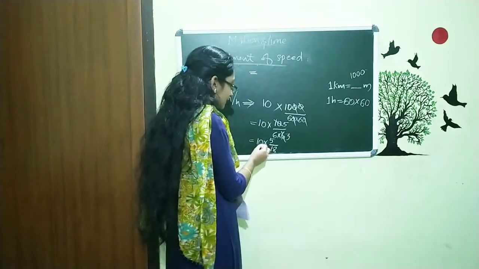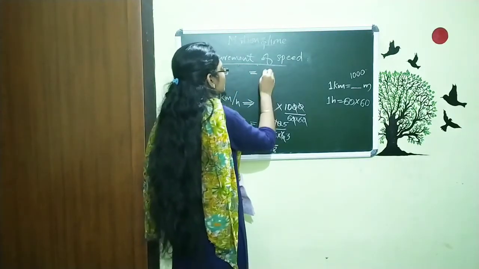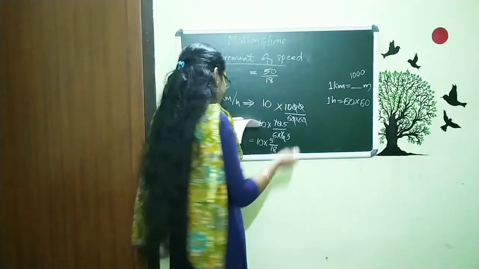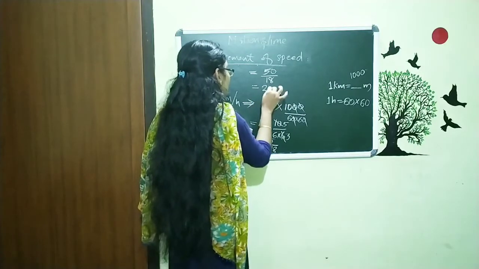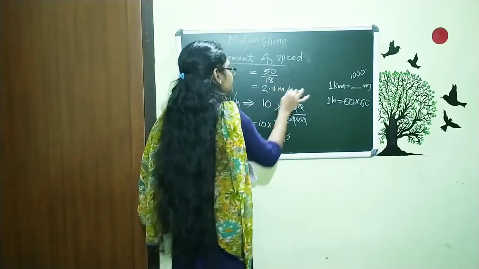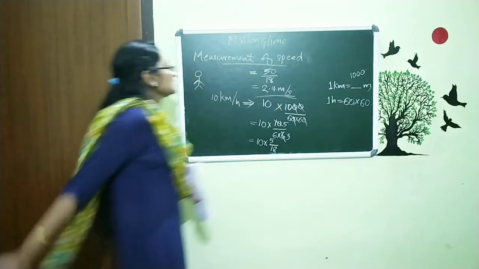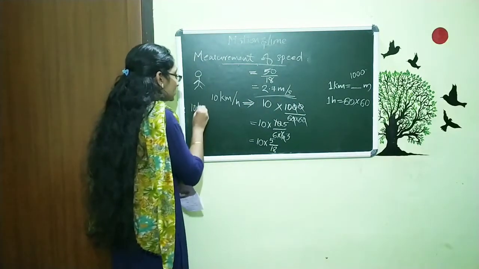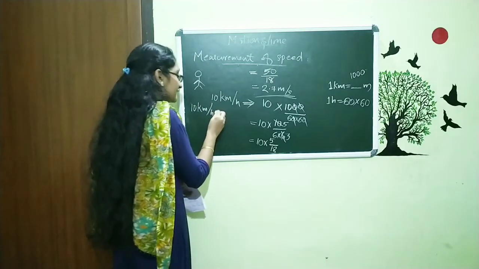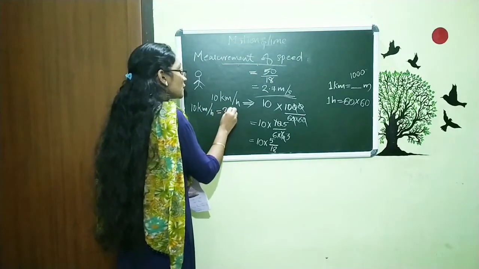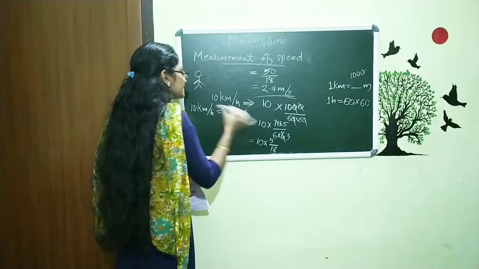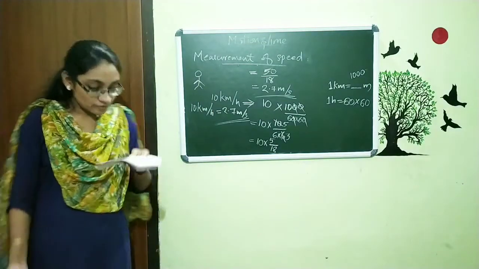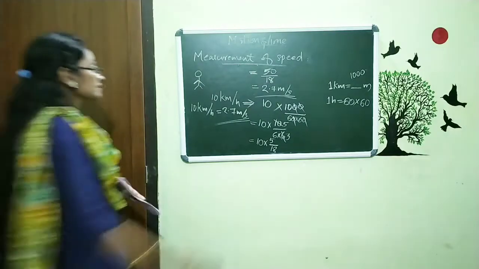I am just going to multiply 10 with 5, then 50 by 18. When you divide this, you get the value 2.7 meter per second. This is the value. The meaning is that 10 kilometer per hour is equal to 2.7 meter per second. Now we are going to do more examples for this.